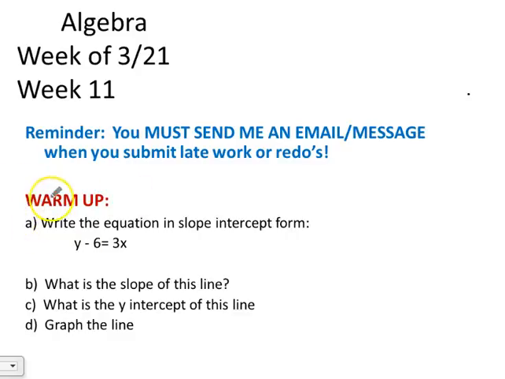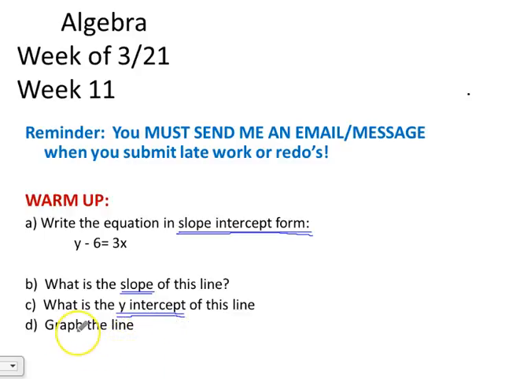Let's start with the warm-up question. I've got an equation, y minus 6 equals 3x, and I want you to rewrite that equation in slope-intercept form. So we're doing some review here on what is slope-intercept form. Remember, you have a ton of information available at your fingertips with the internet. So if you need to do a quick web search to help remind you what slope-intercept form is, you can do that. And then once you get your equation into slope-intercept form, I want you to tell me what is the slope of the line and what is the y-intercept of that line. And then graph the line.